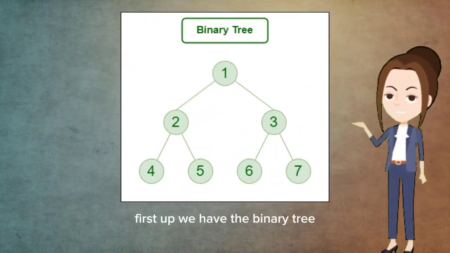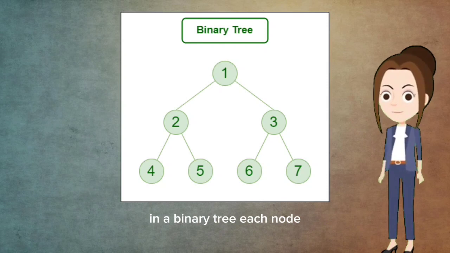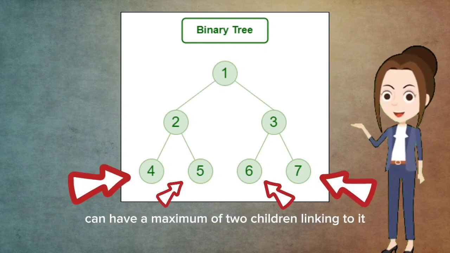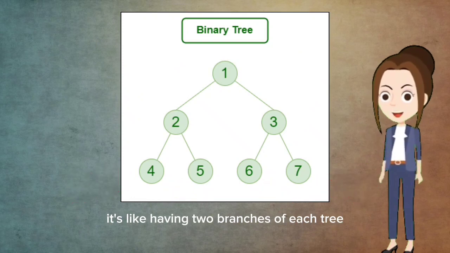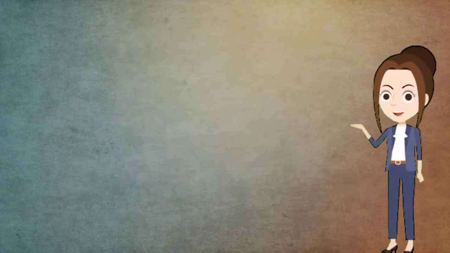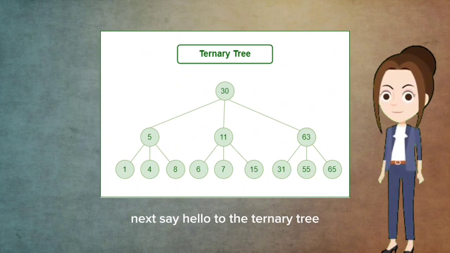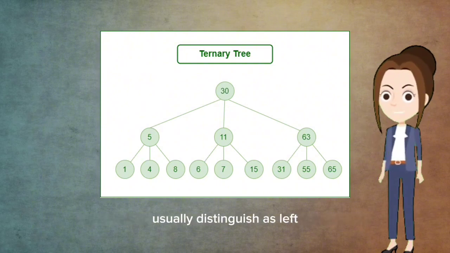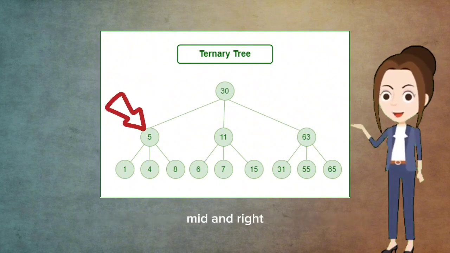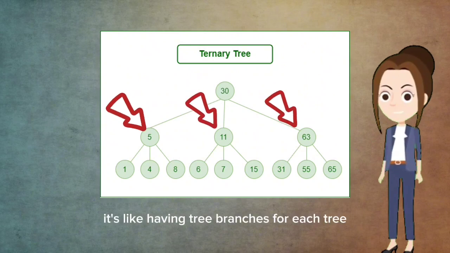First up, we have the binary tree. In a binary tree, each node can have a maximum of 2 children linking to it. It's like having 2 branches on each tree. Next, say hello to the ternary tree. This special tree can have at most 3 child nodes, usually distinguished as left, mid, and right. It's like having 3 branches for each tree.